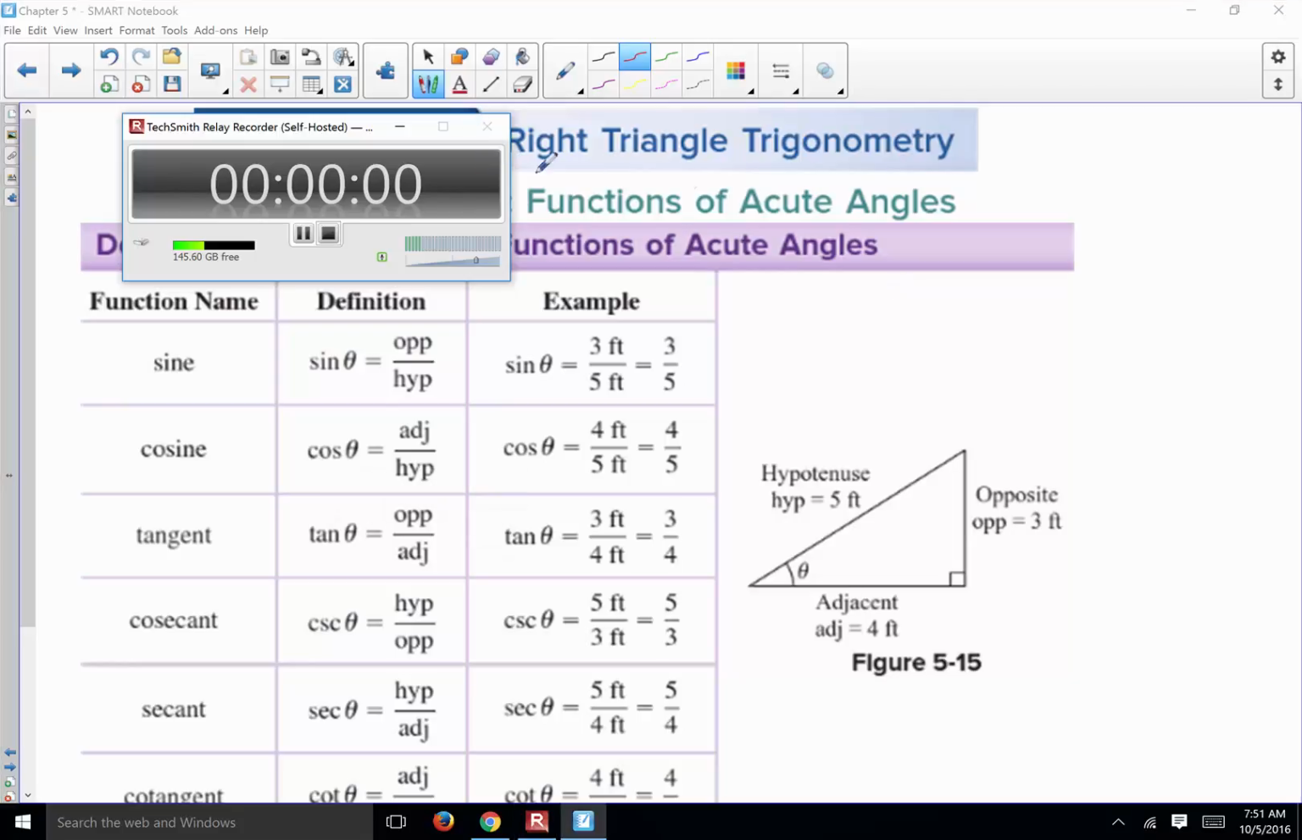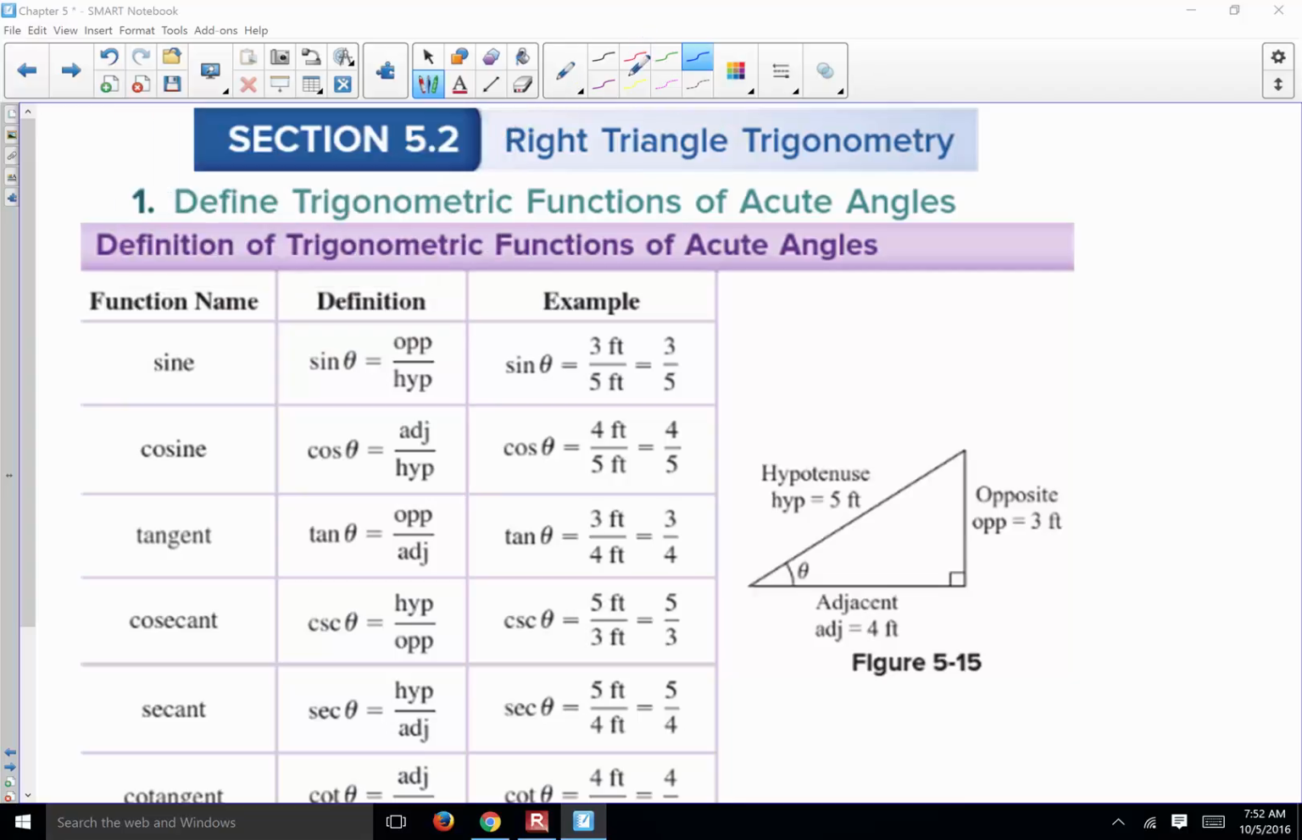Going to cover 6 basic trigonometric functions constructed in a triangle though. So this is called right triangle trigonometry.